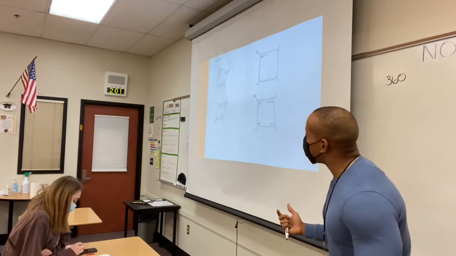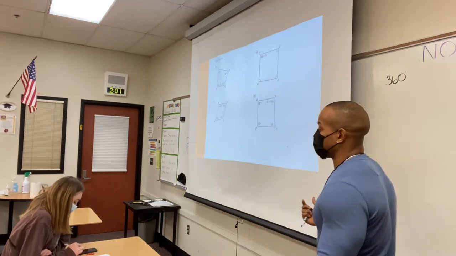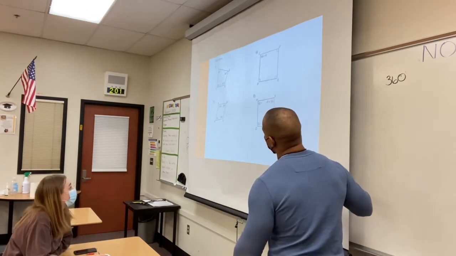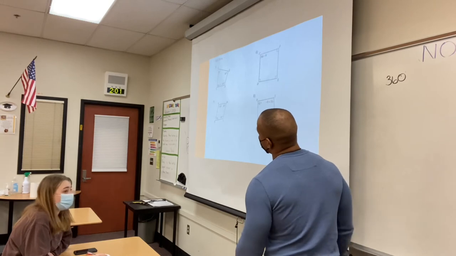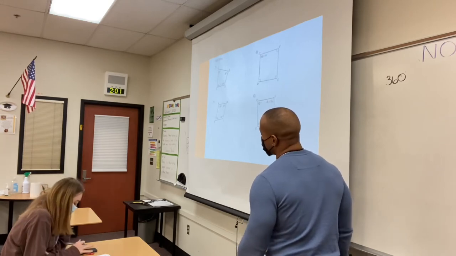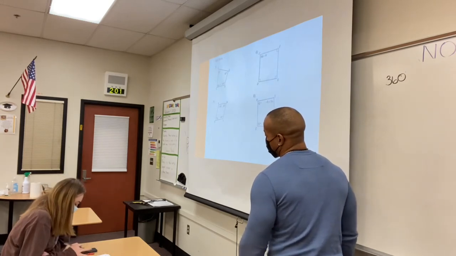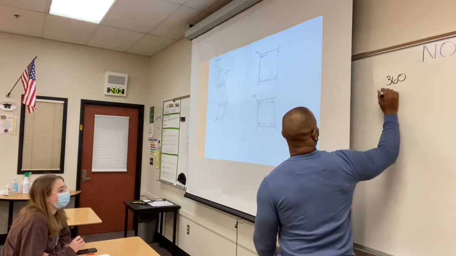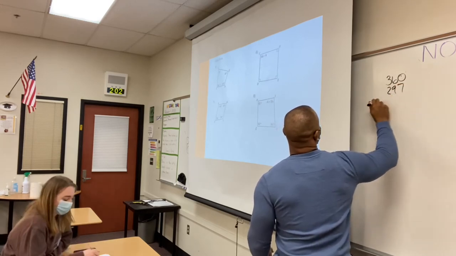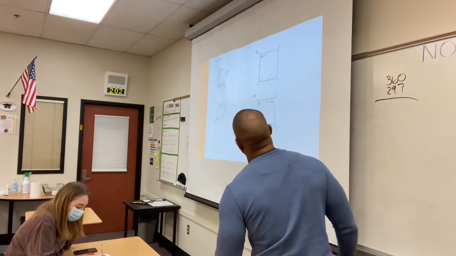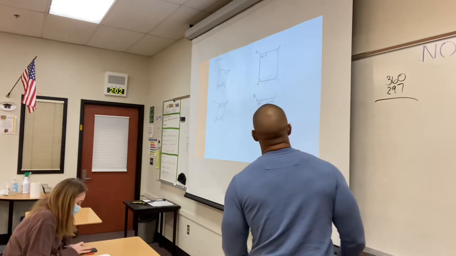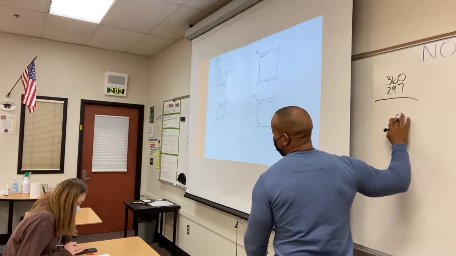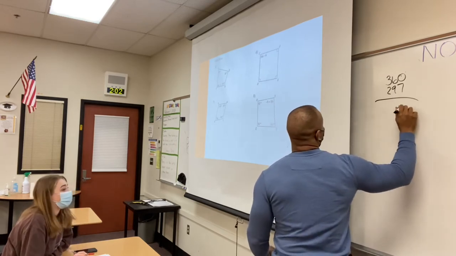82 plus 85 plus 110 equals what, Charlotte? It equals 277. Okay, what is 82 plus 85 plus 110? 277. It's 277. Thank you. 297. So, what is 360 minus 297? 360 minus 297 is 63. Okay, so we're left with 63.